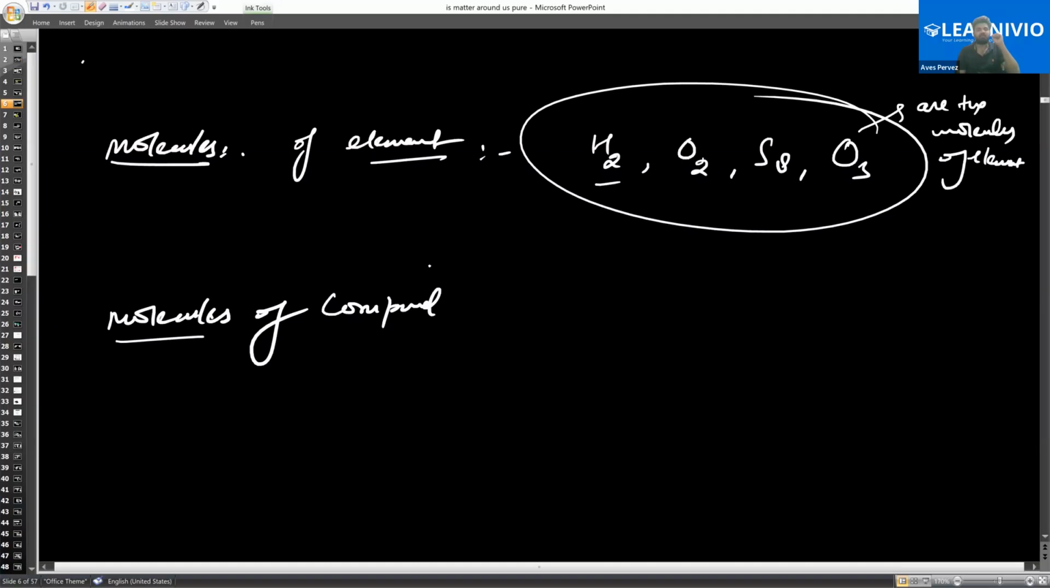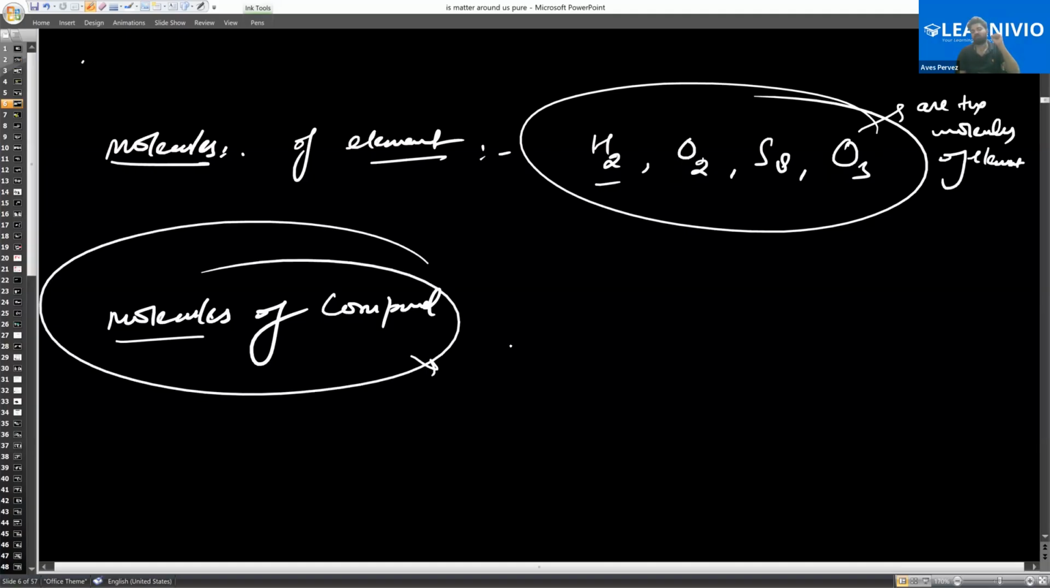And if I'm talking about the compounds, molecules of compounds, you know that two or more different atoms chemically combine together, two different substances chemically. I'm talking about chemically. Can anybody answer me how we can know that these two elements are chemically combining or not? How can we recognize whether the elements are chemically combined or not?